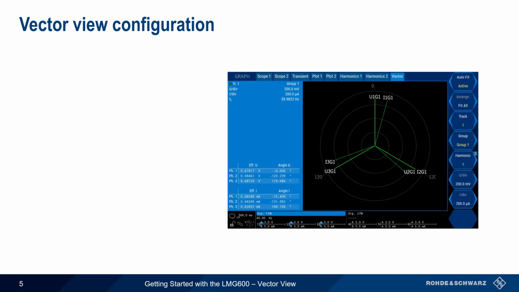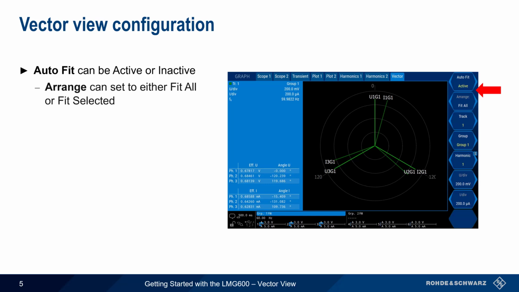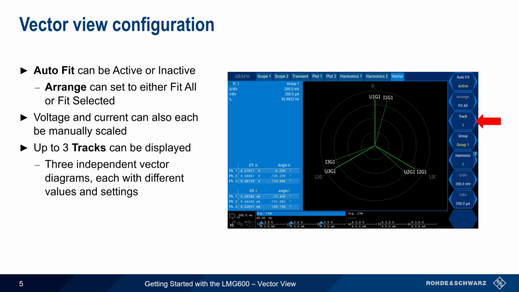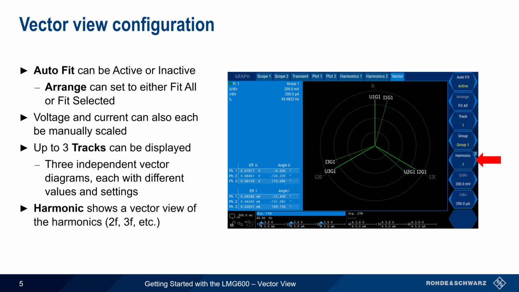There are several parameters that can be used to configure or adjust how the vector graph is displayed. The most useful of these is AutoFit, which scales the vector diagram automatically. This can be set to fit either all vectors or only selected vectors. Note that the voltage and current can also be manually scaled. The vector diagram allows cycling through up to 3 tracks, which are essentially independent diagrams with independent values and settings. And finally, the Harmonics menu item allows the display of harmonics in vector form, with the user selecting which harmonic order to graph.